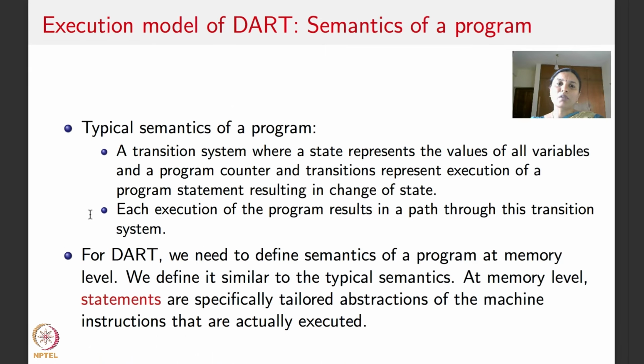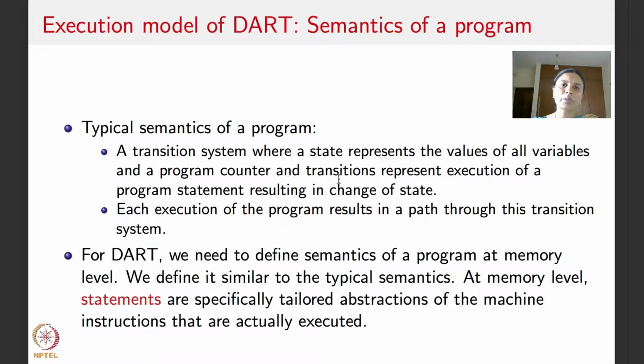Now, the semantics of a program. Typically, when we look at a program, we understand what is the semantics of a program, what is the state of a program. A state of a program is the values of all the variables in the program plus a location counter which tells you which is the statement that the program is executing. So that is usually given in a transition system, where a state represents, as I told you, a tuple of all the values of the program variables and a program counter. And transitions mean what?